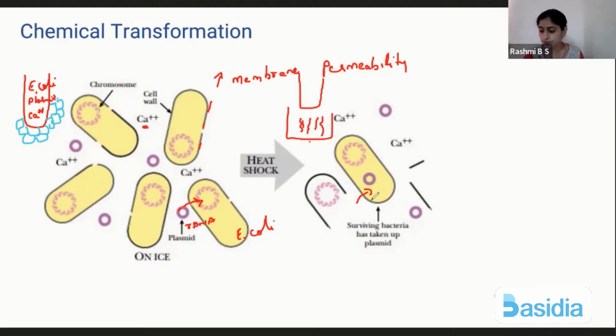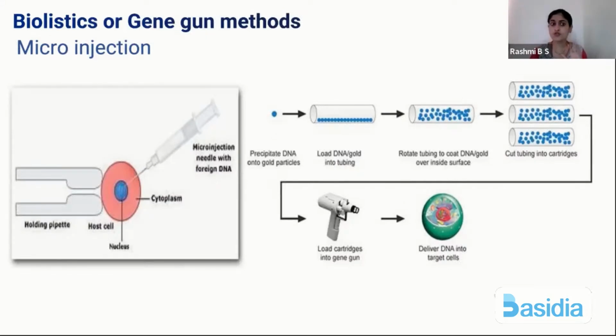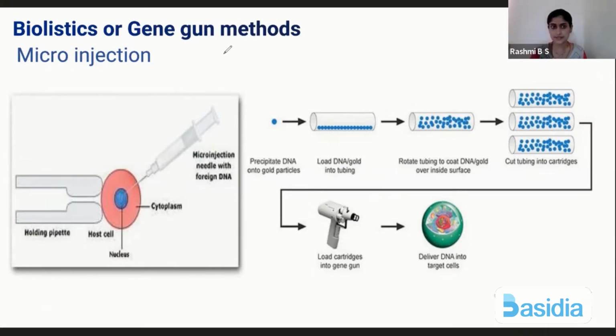So now I'm going to discuss more about the physical method to make the bacterial cell take up DNA. There are actually many methods, but according to your syllabus, we are discussing two methods. One is biolistics or the gene gun method, and the second one is the micro injection method.